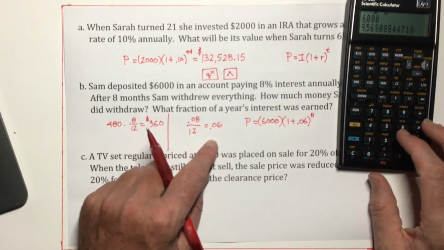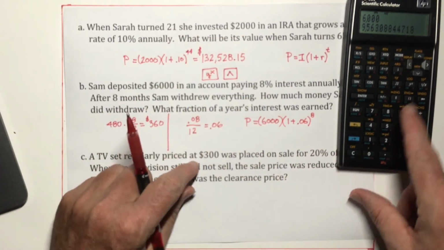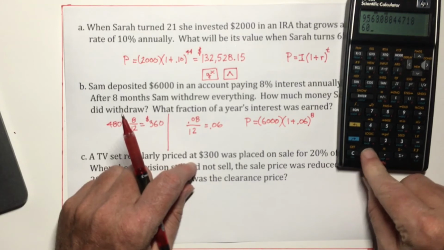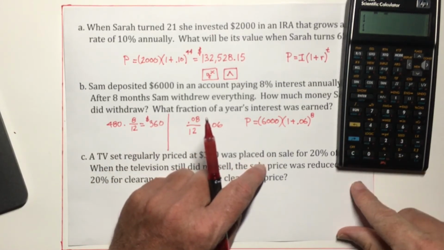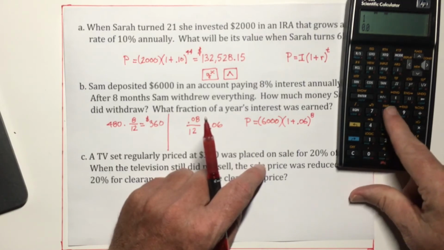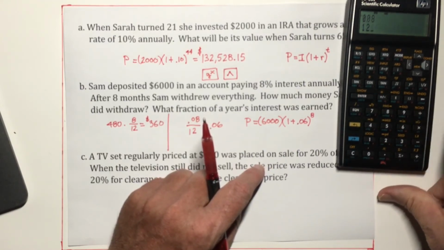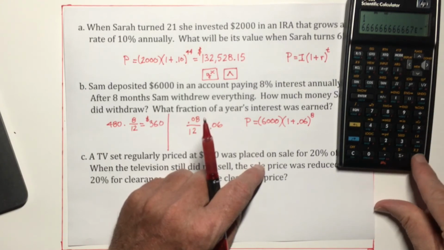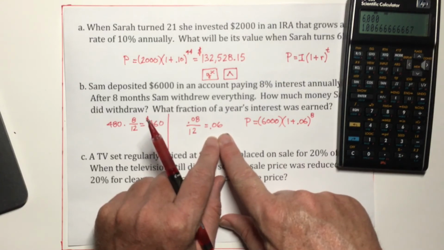That's 0.006. So let's do that again. I'm going to take 6,000, times 1 plus 0.08 divided by 12. Add those together. Good. See, I was off by a couple decimal places.